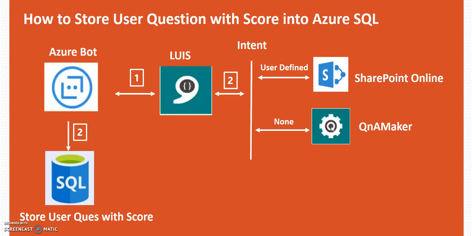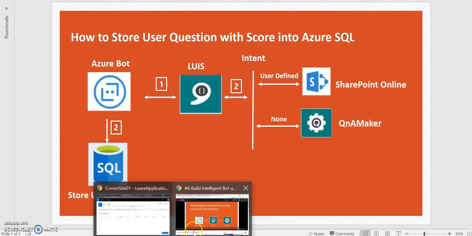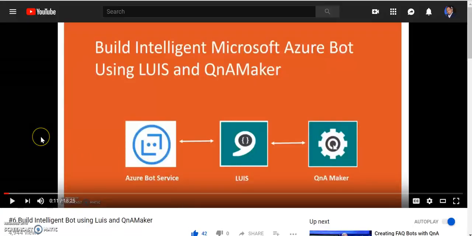So let's get started with this flow. I'm just taking a flow example. I have already created a couple of series of the bot, so you can go through this intelligent Microsoft Azure bot using LUIS and QnA Maker. I'm taking this example, and on top of that, I'm going to store the user questions into the database.